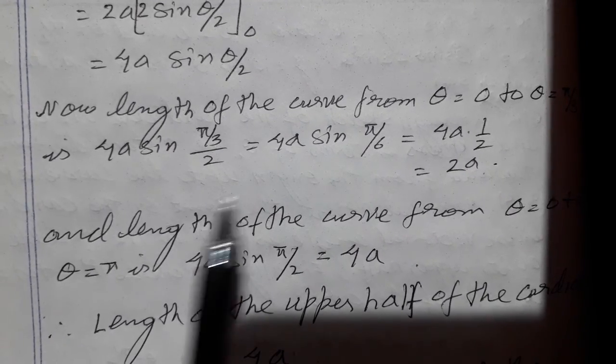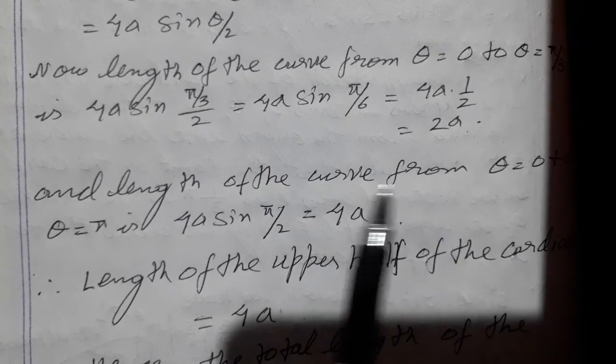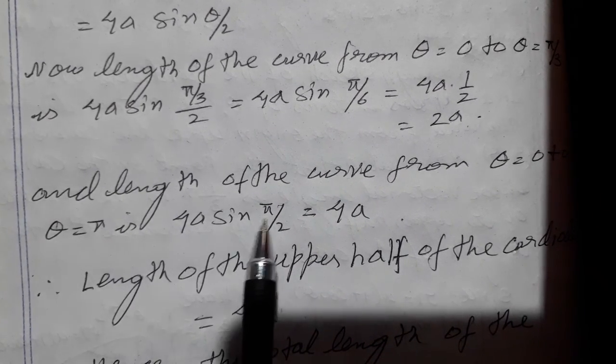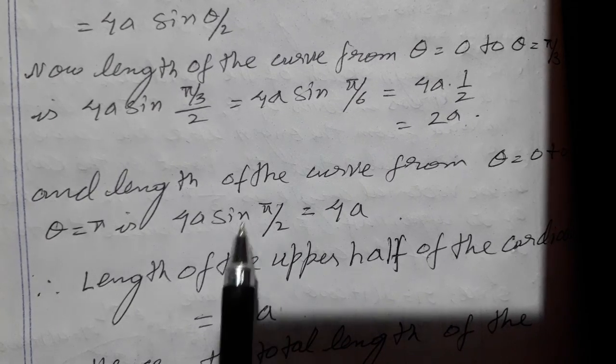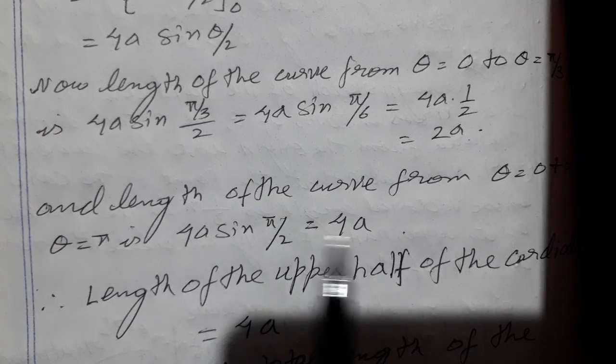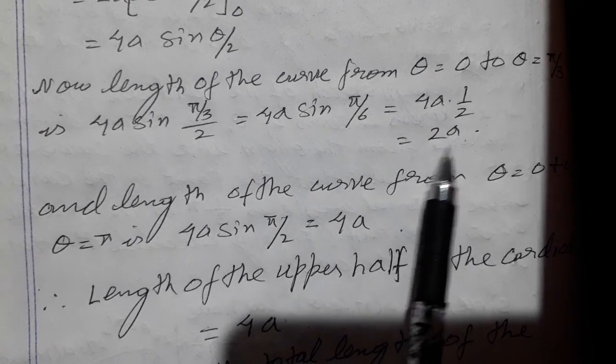So let us find the length of the upper half, that is from 0 to pi. It's given by 4a sin pi by 2. Here you put pi in place of theta, so we get sin pi by 2, which is 1, so we get 4a.